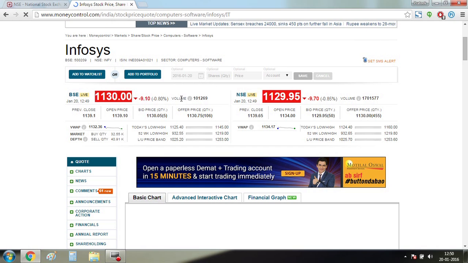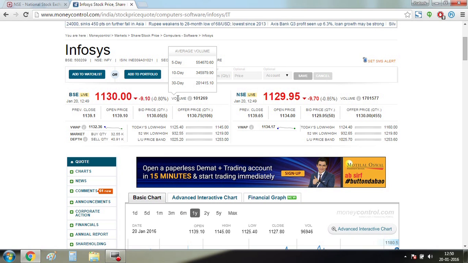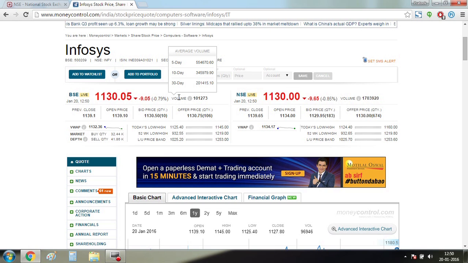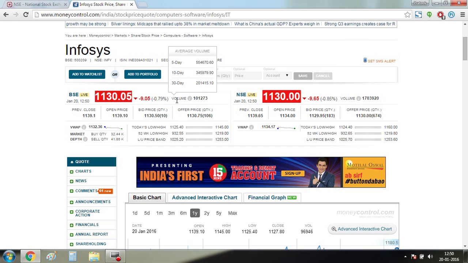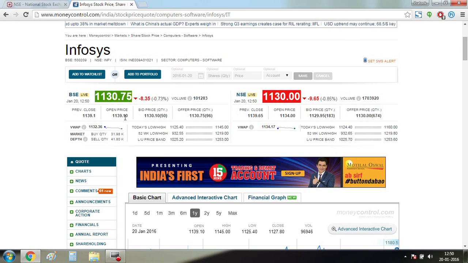Now, if you hover over this, you will see it shows the average volume for the past 5, 10, and 30 days. So by looking at the average values of the volume for the past 5, 10, or 30 days, you can take an estimate of how much activity or how much action Infosys is seeing today. Is it higher, is it lower, or is it neutral? So when you learn more about analysis, you will know that volume plays a very major role in stock analysis. So this is the open price for today.